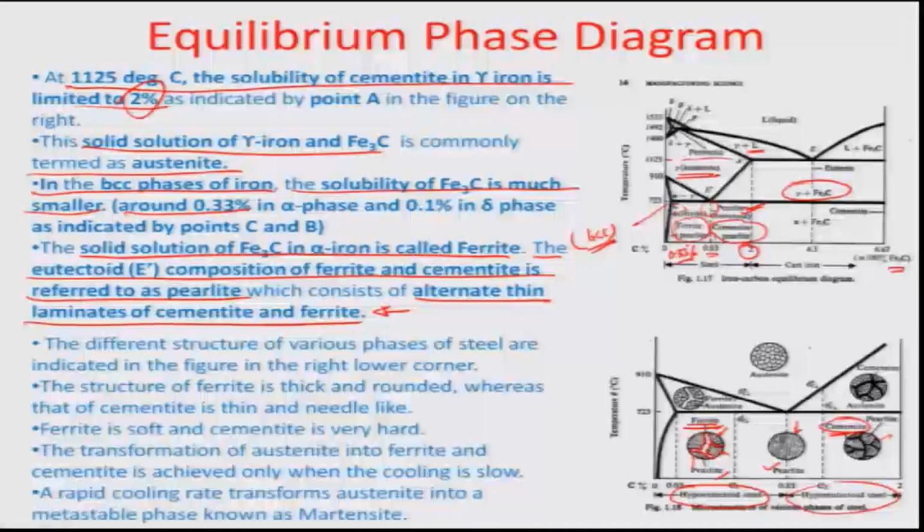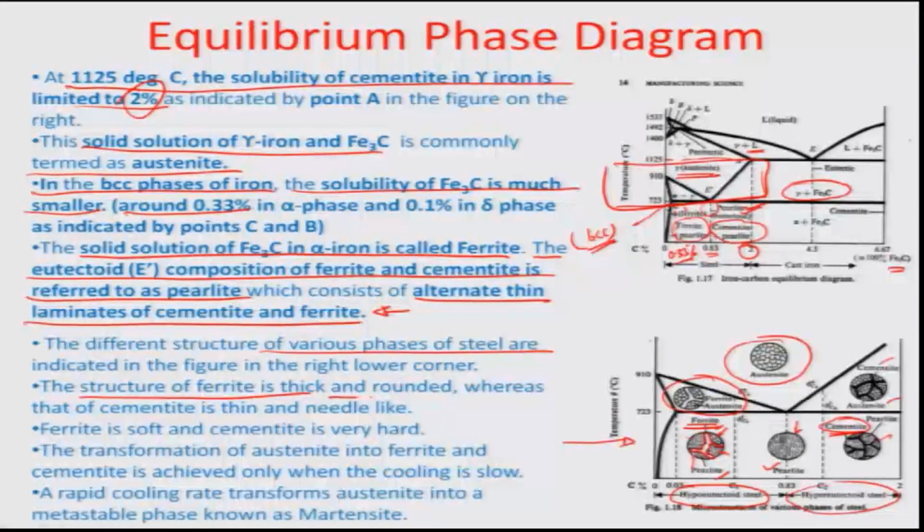That is how you basically try to understand the iron carbon equilibrium diagram, and the different structures of various phases of steels are indicated here. You have this austenite, which is again a two-phase solid, but Fe3C is homogeneously distributed around the matrix. Then you have a cementite and austenite combination, which happens over this temperature in this particular region. The structure of ferrite is thick and rounded, whereas that of cementite is thin and needle like.